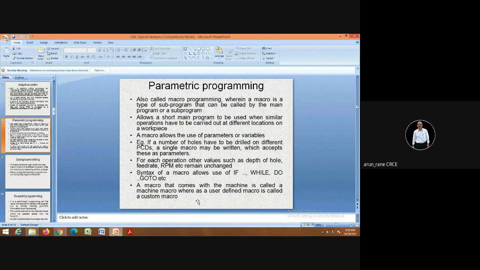Only necessity was you should be aware about the mathematical model. Like suppose if you want to cut a circle, then you should know the equation of the circle, that is x square plus y square is equal to r square.